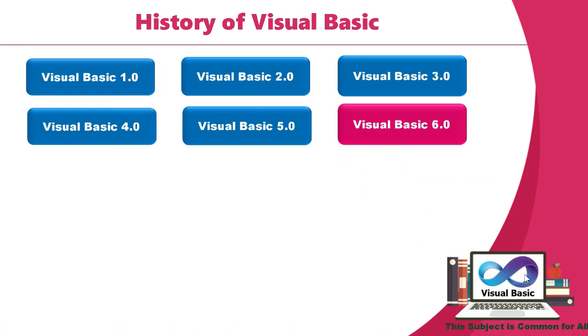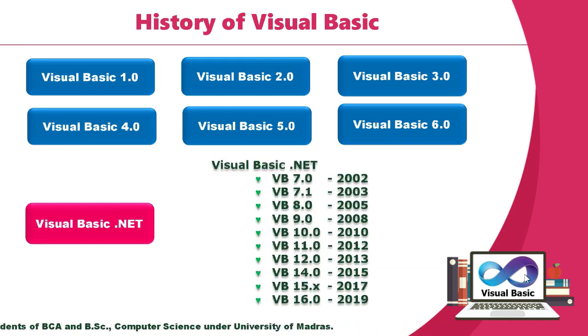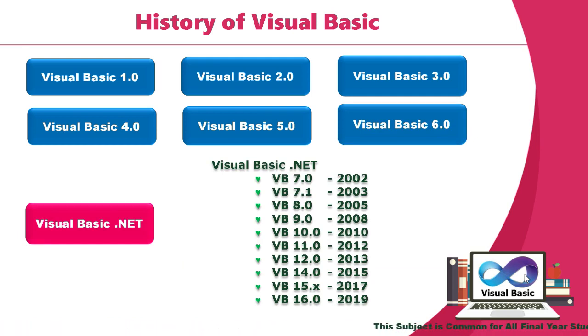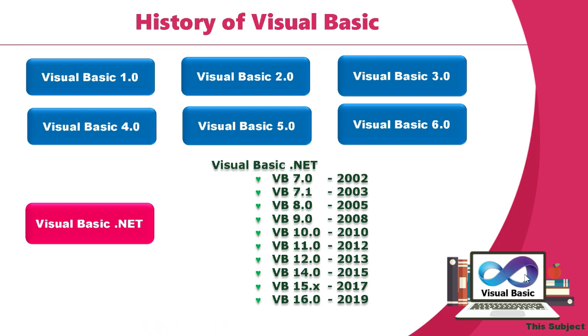After Visual Basic 6.0, Microsoft moved Visual Basic to the .NET framework. From then on, Visual Basic was known as Visual Basic .NET. The first version of Visual Basic .NET was released in 2002. It is called VB 7.0. The latest version of Visual Basic .NET is VB 16.0, released in the year 2019.